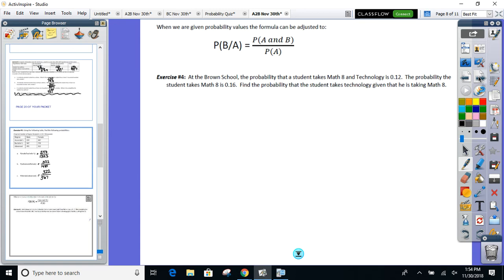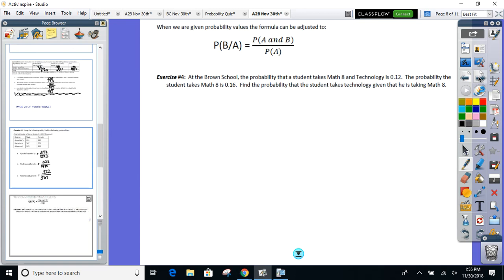I'm not going to do 4 yet, but let's read through the Brown School. Math 8. Remember those days? Technology. Good times, right? Over at the middle school. The probability that a student takes Math 8 and technology is 0.12. See, guys, I'm not giving you how many kids do it. I'm giving you the probability now. And then they take Math 8 only is 0.16, and I'm trying to find the probability they're going to take technology given they take Math 8.